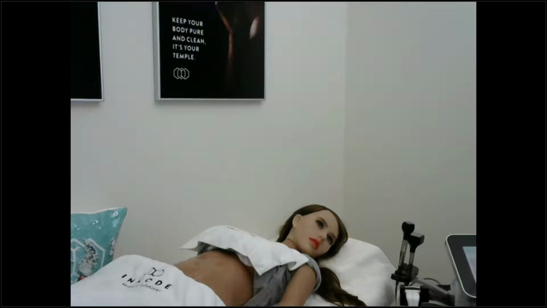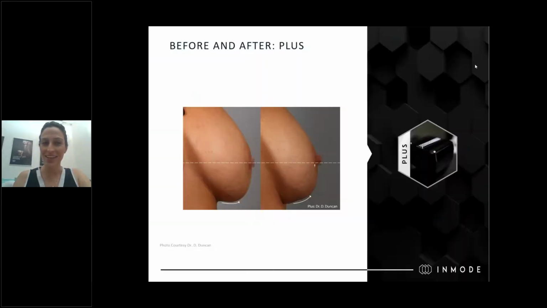Let's switch cameras again. You can actually also see some before and afters. Okay, I think we had a picture of a mini breast lift. Oh, you don't see the screen. Sorry. So here you can actually see a before and after with a mini facelift that you can use the plus applicator for. Okay, for smaller breasts, you might want to consider using the Forma instead of the plus.